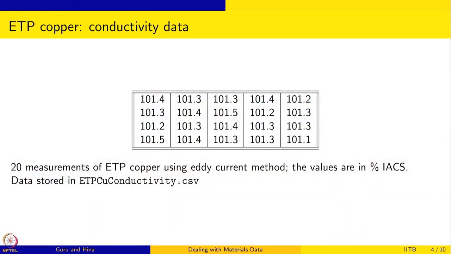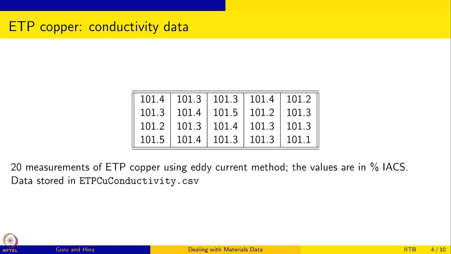So, using eddy current method, and what is reported is percentage IACS. And so, 20 different measurements gives 101.4, 101.3, 101.3, 101.4 and so on and so forth. So, this is the raw data, and this is the most complete reporting of data, right. We have made 20 measurements, and each of the measurement value is given, and typically it is also given in the same order in which the measurement has been made. Right. So, first measurement is 101.4, second measurement is 101.3, third measurement is 101.3 and so on and so forth.